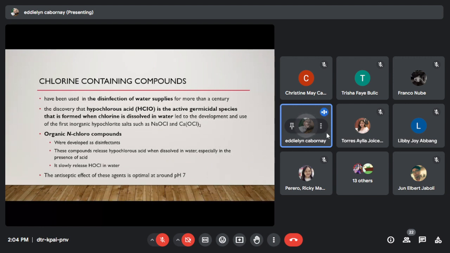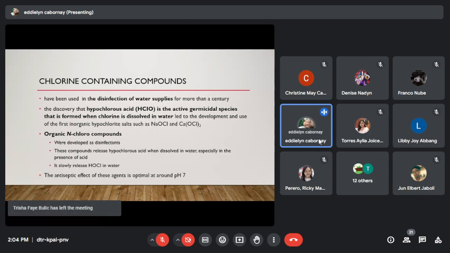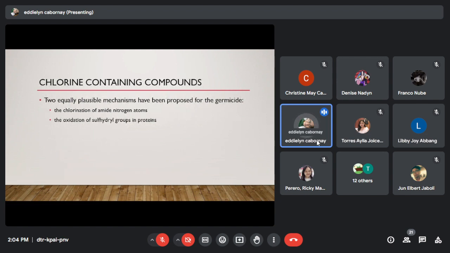So we have here the organic chloro compounds that were developed as disinfectants. So these compounds release hypochlorous acid when dissolved in water, especially in the presence of acid. So it is slowly released hypochlorous acid in water. So the antiseptic effect of this agent is optimal at around pH 7. So we have chlorine-containing compounds. Two equally plausible mechanisms have been proposed for the germicide. First is the chlorination of the amide nitrogen atoms. Next is the oxidation of the sulfhydryl groups in proteins.